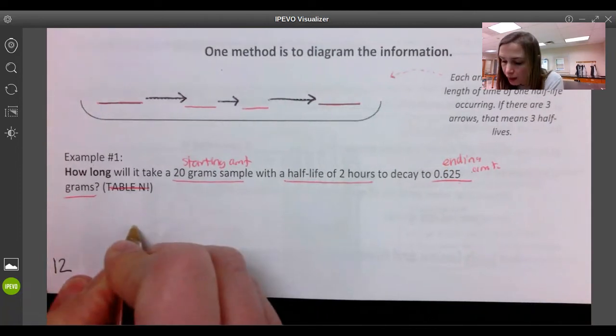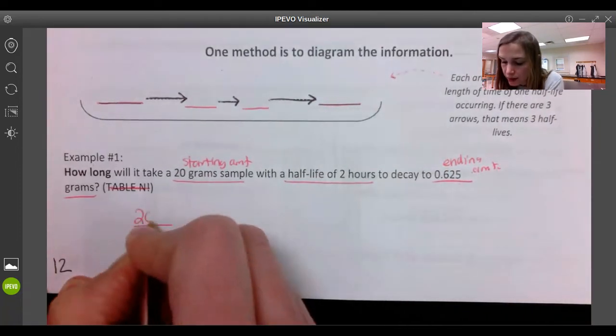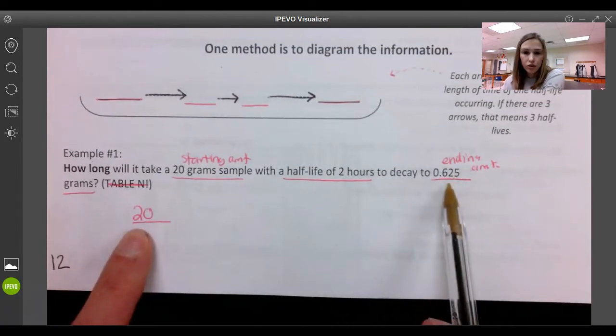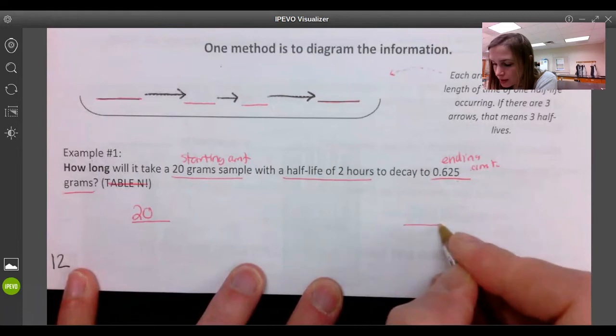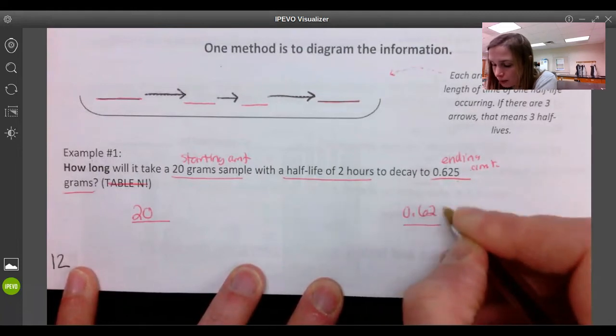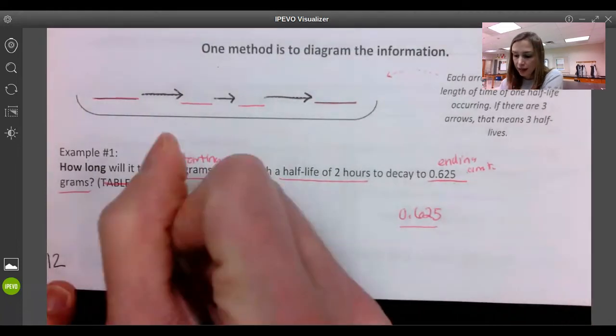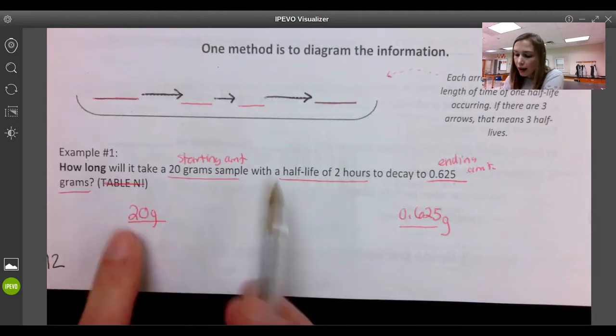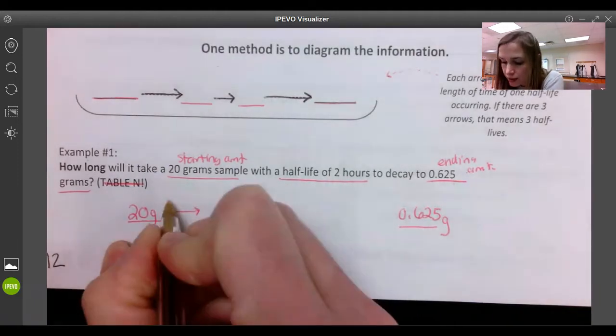So I always put the mass on my lines. So I have my 20 grams. I want to decay that until it goes to 0.625. Since I know the ending amount, I'm going to put my 0.625. And again, I'm always putting masses on the lines here, with one exception where we'll use fractions at a certain point. So I know that one half-life is 2 hours.